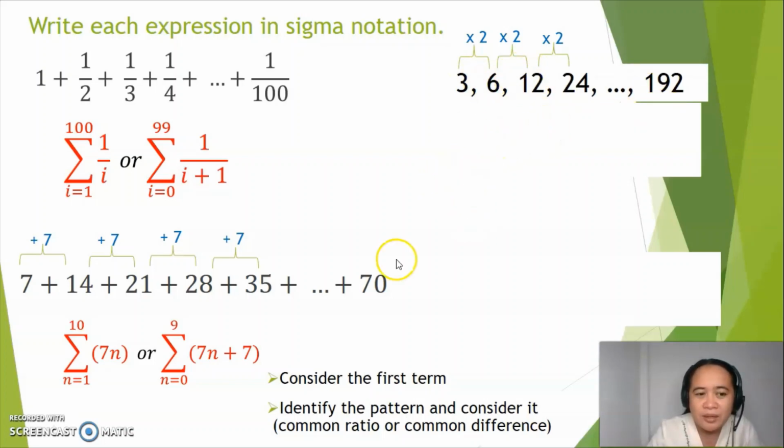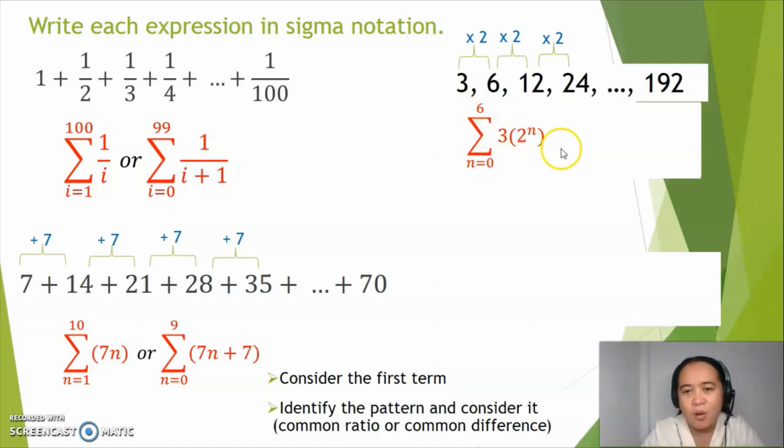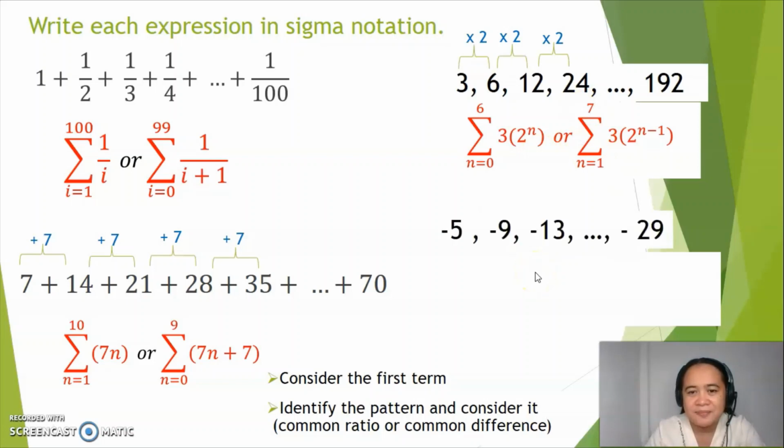So with this, we can rewrite the sigma notation as the summation of the first term 3, times 2 to the power of n, where n starts from 0 until 6. Or another way of rewriting this would be the summation of 3 times the quantity 2 to the power of n minus 1, where n starts from 1 until 7.